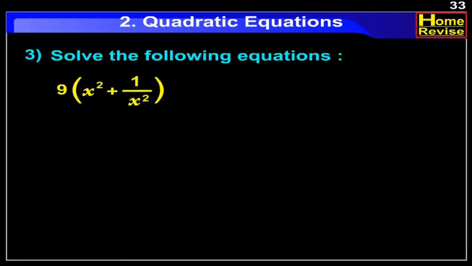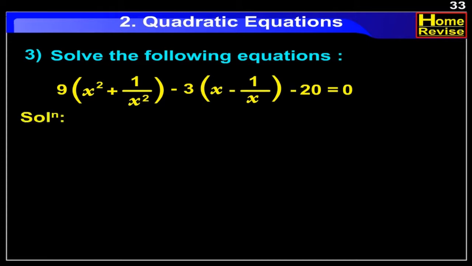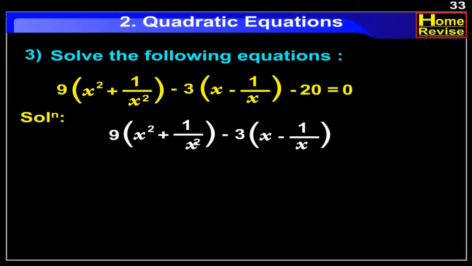9 into (x² + 1/x²) minus 3 into (x − 1/x) minus 20 is equal to 0. Solution. The given equation is 9 into (x² + 1/x²) minus 3 into (x − 1/x) minus 20 is equal to 0.